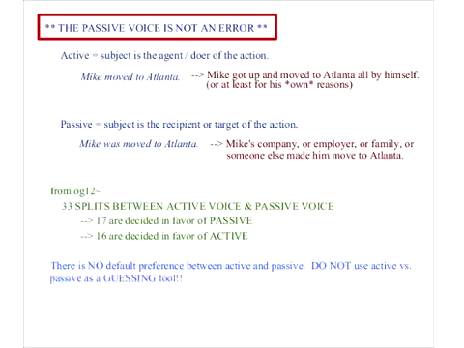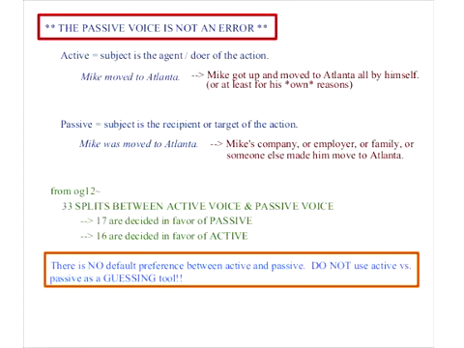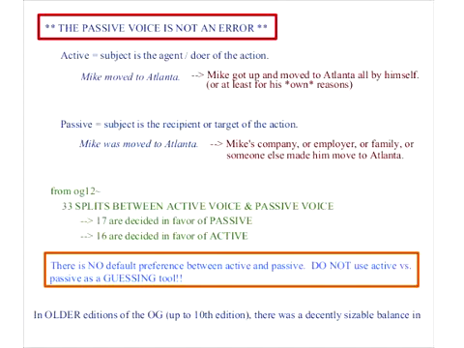Now, if you have the older editions of our strategy guides, some of them say there's a preference. The reason is that in the older editions of the OG, up to the 10th edition, there was a decently sizable margin in favor of the active. Therefore, if your strategy guide says favor active over passive, that's old news, ignore it, it's not true anymore.